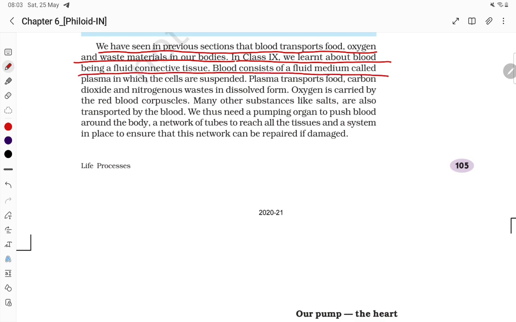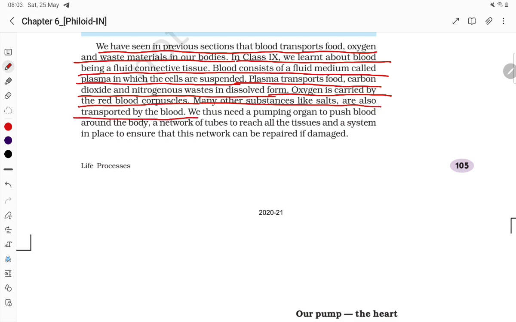Blood consists of a fluid medium called plasma in which the cells are suspended. Plasma transports food, carbon dioxide and nitrogen waste in dissolved form. Oxygen is carried by the red blood cells. Many other substances like salts are also transported by the blood. We thus need a pumping organ to push the blood around the body, a network of tubes to reach all the tissues, and a system in place to ensure that this network can be repaired if damaged.